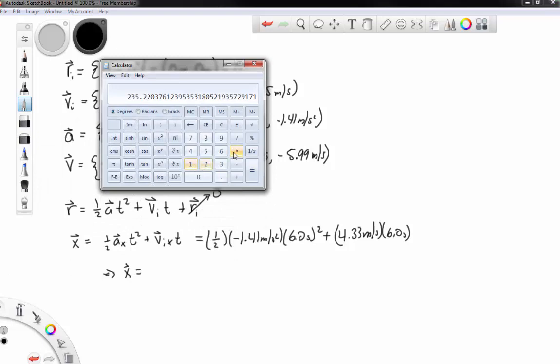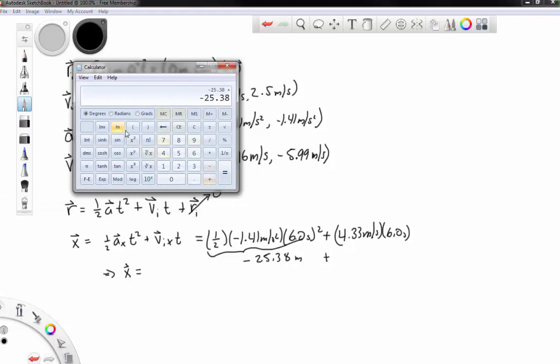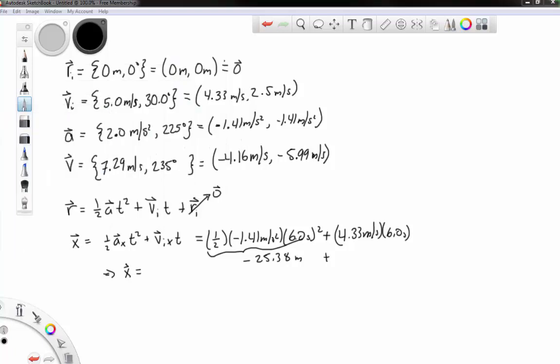Okay, so the final x position is going to be given by, we've got to plug all these into the calculator now. So 1.41, which was negative, divided by 2 times 6 squared. So this first term is a minus 25.38. So let's go ahead and write the minus 25.38 meters in here. And then the other term is going to be 4.33 times 6. So that's 25.98. That's a positive. I'll go ahead and write that here, 25.98 meters. So when you add those two numbers together, you get 0.6. So the final is 0.6 meters of x.